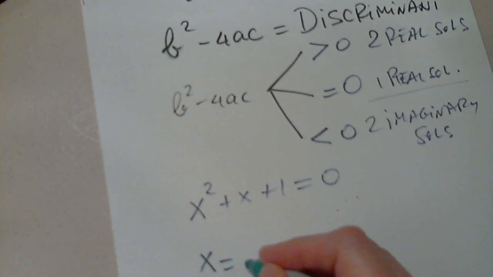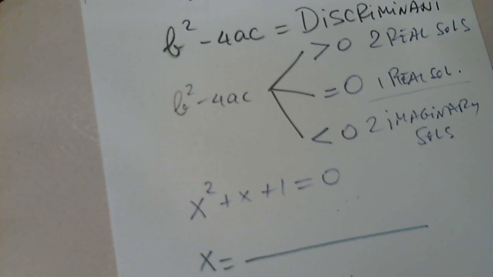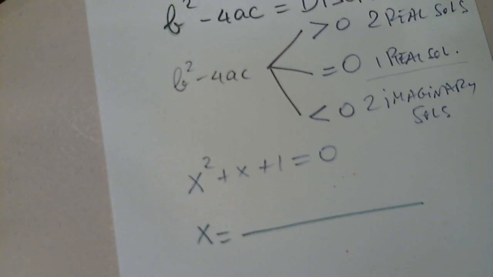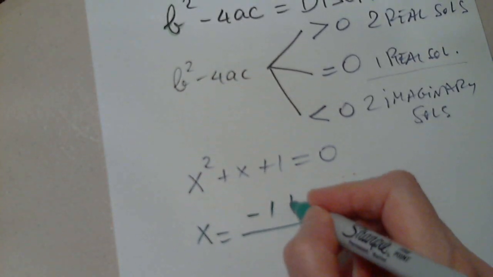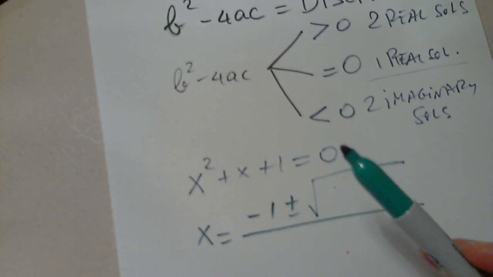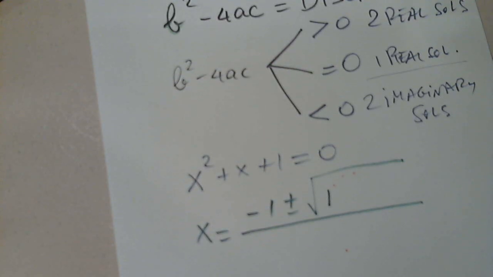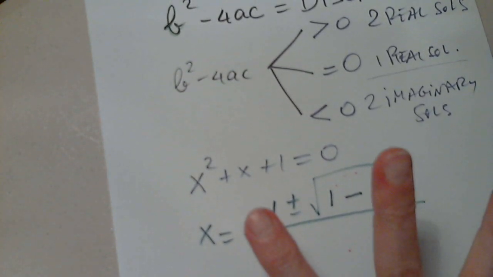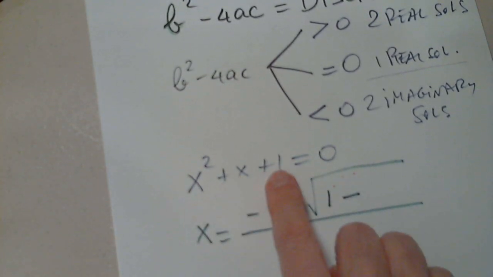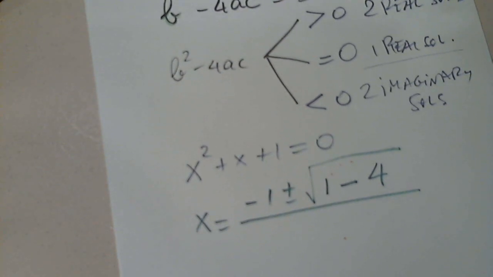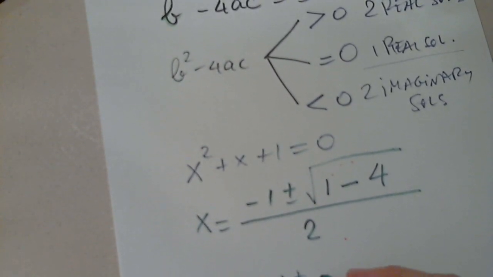So I have x equals. How do we start? How do I write it? Can anyone help? Yeah. Negative 1. Excellent. So far, perfect. Square root of 1. Excellent. You already squared it. Minus 4 times 1 times 1. That's it. Done. Over 2a. Excellent. How much is 1 minus 4? Negative 3. Very good.